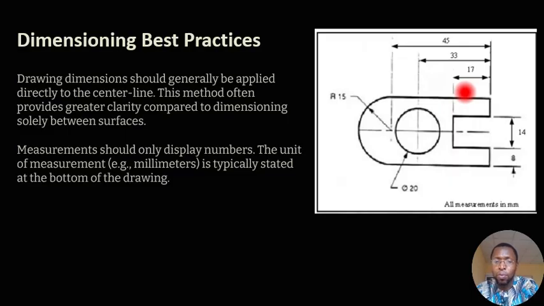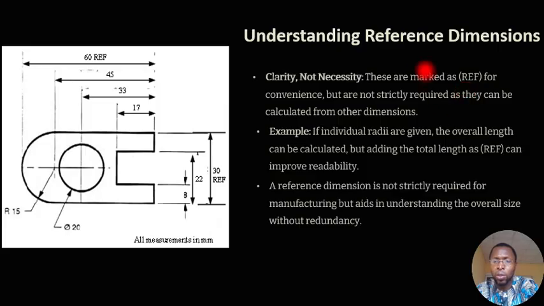Right? So moving on, there is also a type of dimension we call the reference dimension. For reference dimensions, they are marked as ref. For convenience, you put ref. And they are not really required in an object, because they can be calculated from other dimensions. It's just for quick information. Reference dimensions are just for quick information. They are not really required. And how do you know them? As you see here, 60 ref. When you write it, you put ref.